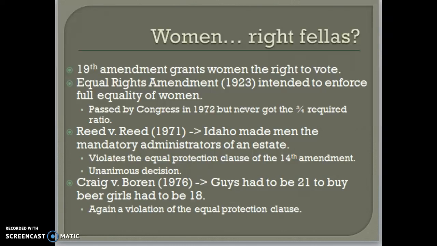Craig versus Boren is an interesting one. This one was, I can't remember what state this was, but the state law said that guys had to be 21 in order to buy beer from the liquor store. Girls only had to be 18. And they sued and won. Equal protection is not just protecting females; it is also intended to protect males. It's intended to protect all people, and ensure that the rights of all people are protected.